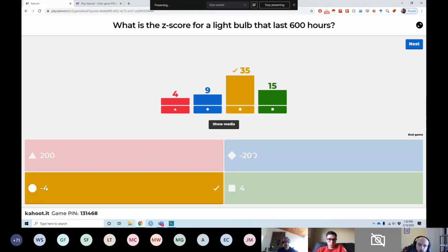But in statistics, we kind of want to see how far away 600 and 800 are. So we take the difference, and then we divide by our standard deviation of 50. So negative 200 divided by 50 gives you negative 4.